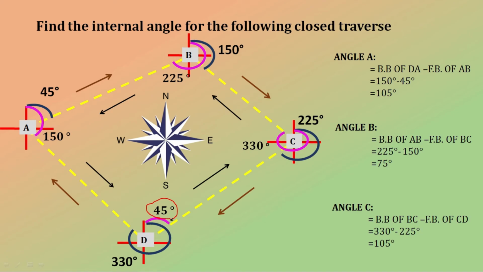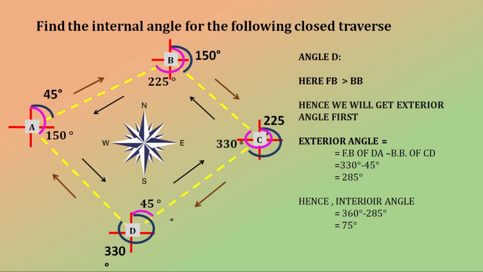So as per the rule, first we calculate the exterior angle, and after deduction we get the included angle. In this case the fore bearing is greater than the back bearing, hence we get the exterior angle first. The exterior angle is the fore bearing of line DA minus the back bearing of line CD, so 330 minus 45 degrees, which is equal to 285 degrees. Hence the interior angle is 360 minus the exterior angle of 285, so we get included angle D, that is 75 degrees.